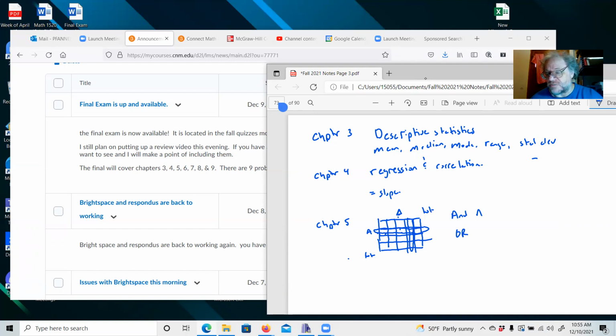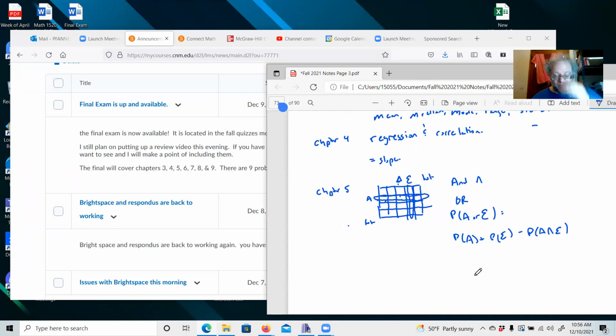So, the inclusion-exclusion principle: the probability of A or epsilon is the probability of A plus the probability of epsilon, minus the probability of A intersect epsilon, because this removes one of the counts you have there. So just remember inclusion-exclusion. If they don't overlap, there's no intersection, so you don't have to worry about it. You can just count them up. That's what we have for that.